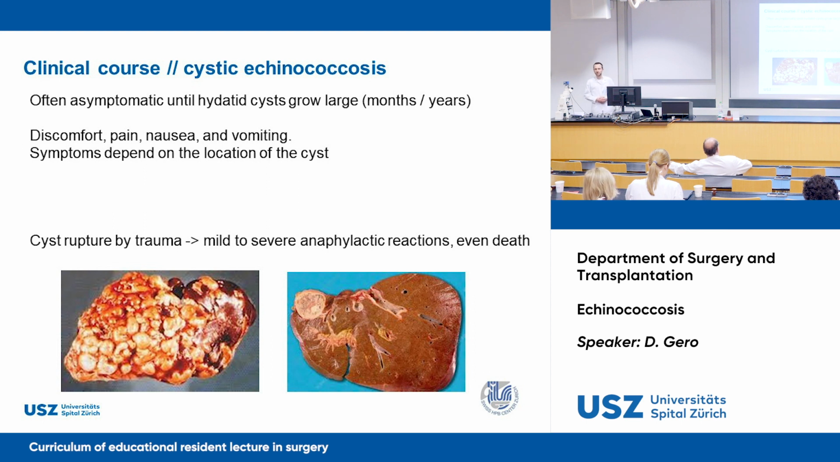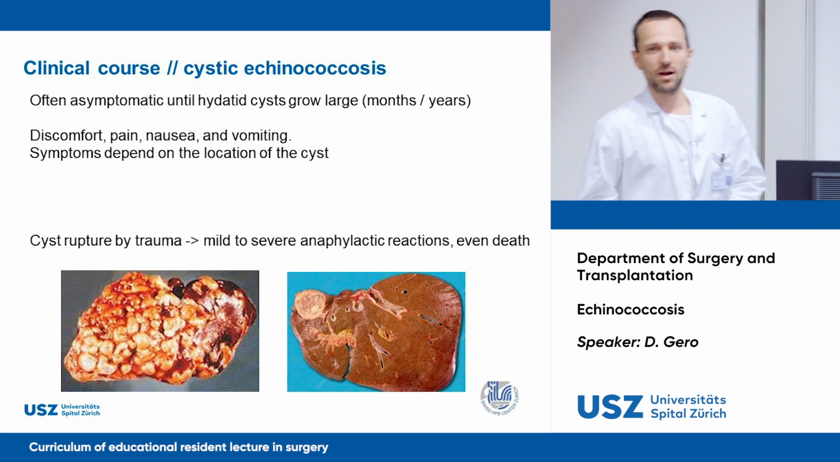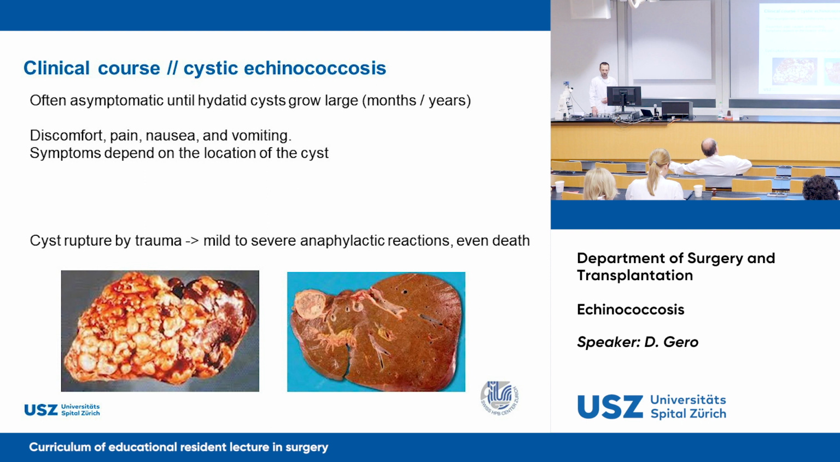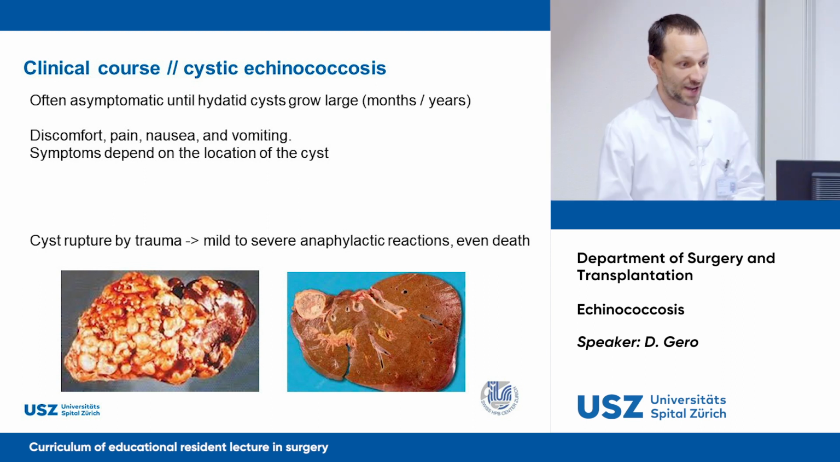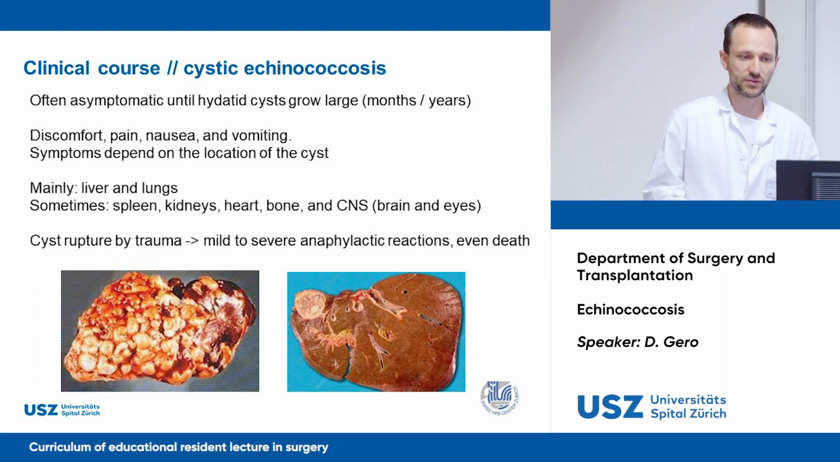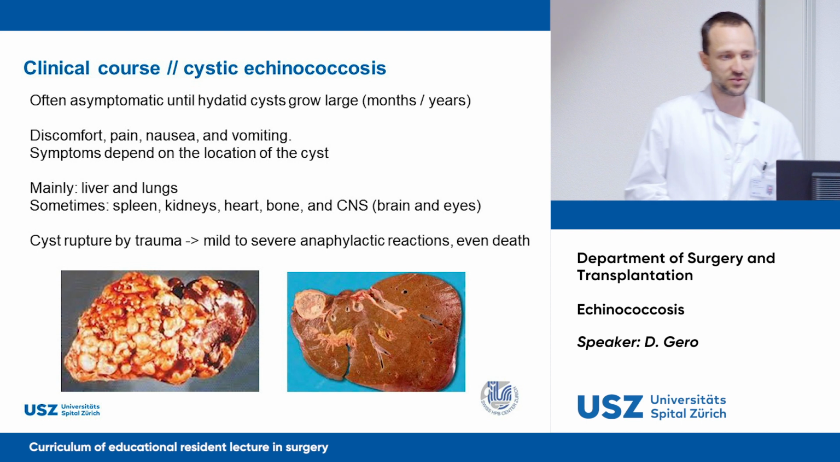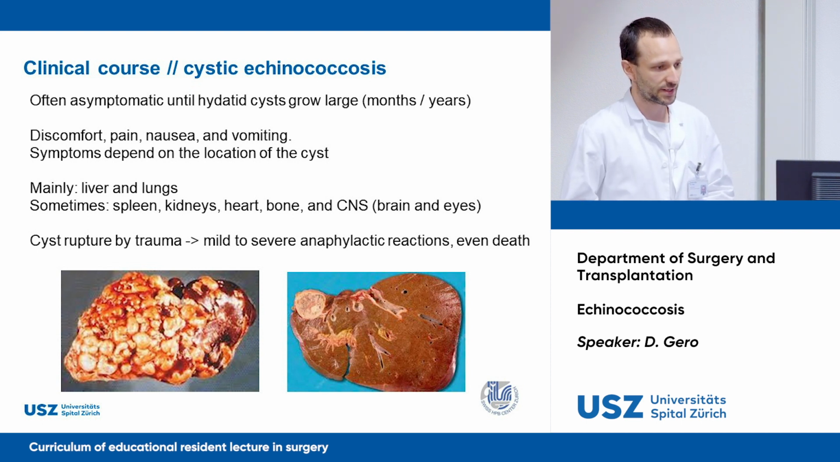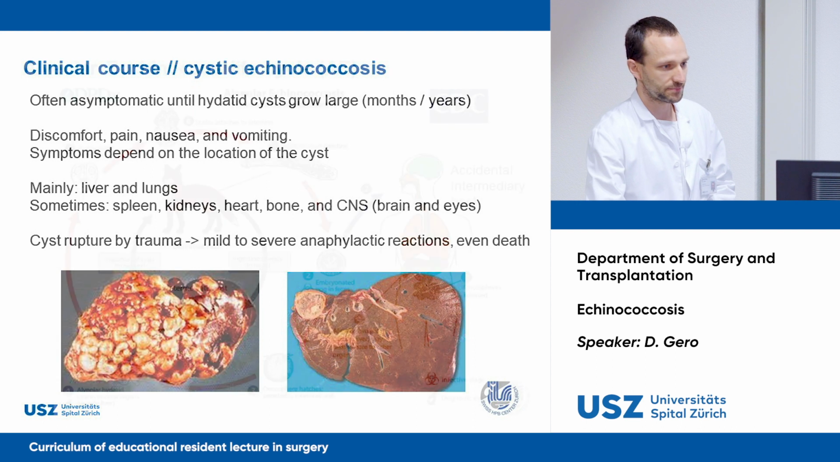My first question to the resident will be, which organs are most frequently affected by cystic echinococcosis? I would say mainly the liver, or then the lungs, and sometimes also other organs like kidney, for example, or spleen. Yeah, that's correct. So the main affected organs are the liver and lungs. Sometimes the spleen, kidneys, heart, bone, and even the central nervous system can be affected. If a cyst ruptures by trauma, it can lead to mild to severe anaphylactic reactions or even to death.